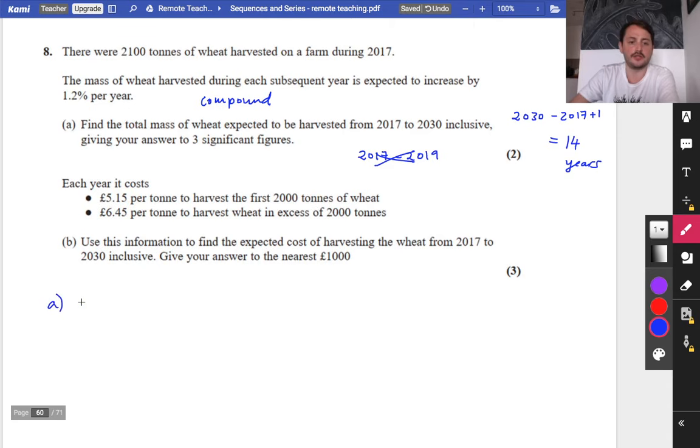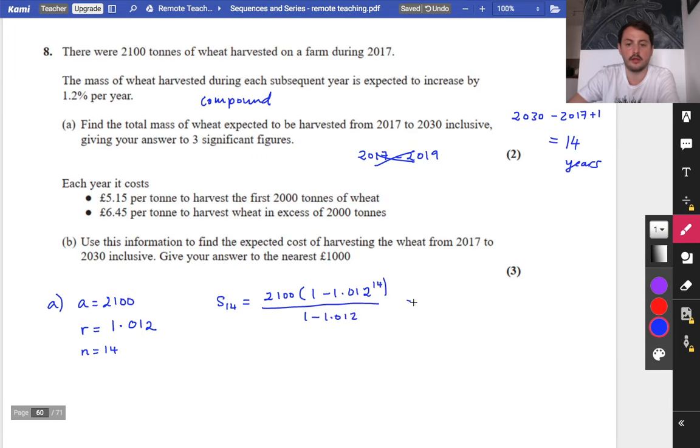So for part A of the question, we know that the starting amount of wheat was 2,100, the amount that it's going to compound by each year, it goes up by 1.2%, which is 1.012, this is 101.2% as a decimal, and the number of years is 14. So the total amount, that means adding all of those amounts together, so that's why we're doing a sum here, will be A, brackets, 1 minus r to the n all over 1 minus r. And we're just going to see what that comes up with on our calculator.